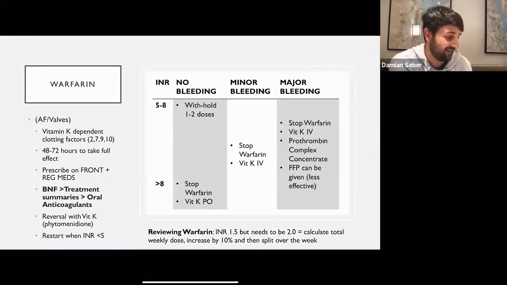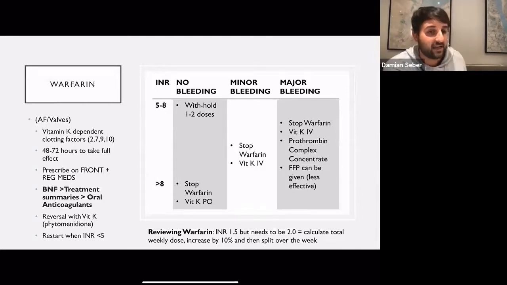So warfarin, let's do the first one. It's not as commonly prescribed in new patients now, but you will see it a lot on the wards. And as an F1, it's kind of the bane of your life. It's a vitamin K dependent clotting factor. It does take up to 3 days to take full effect, so sometimes you have to bridge patients with heparin whilst they're getting that full anticoagulant effect. As I mentioned before, you prescribe it on the front in the anticoagulant chart and in the regular meds.